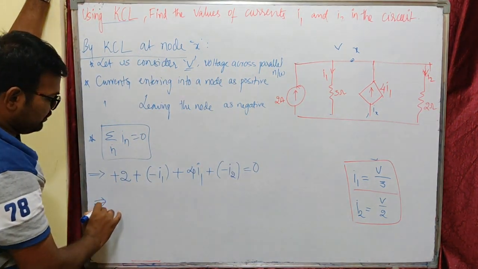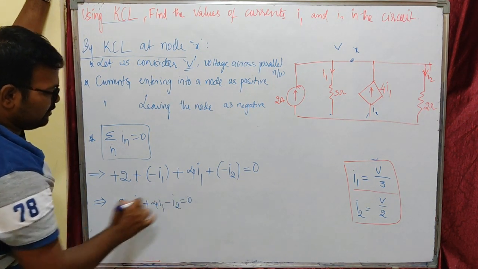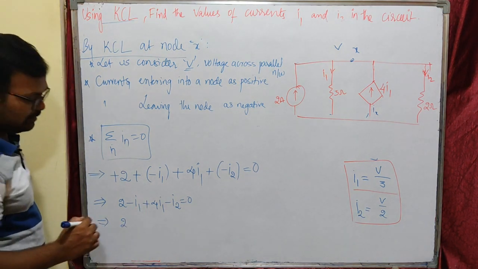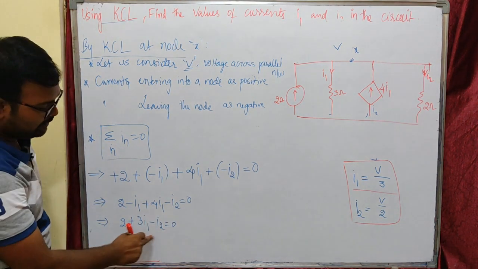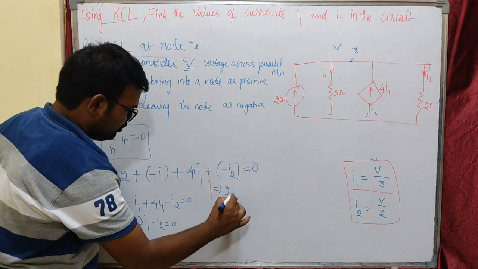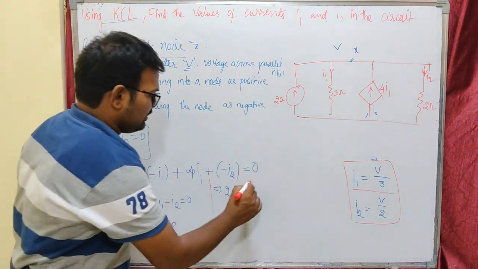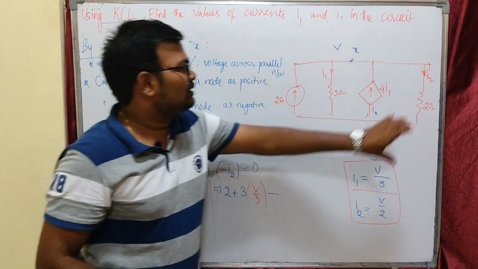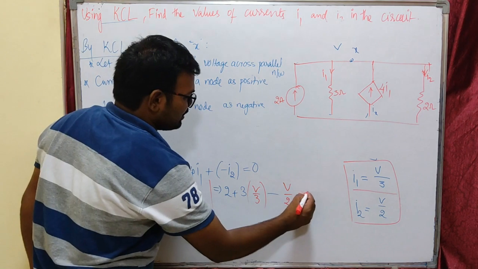So I can write it as 2 minus I1 plus 4 I1 minus I2 should be equal to 0. So I am going to shuffle this. That will be 2, minus I1 plus 4 I1 will be plus 3 I1, minus I2, equal to 0. So I am going to substitute the values of I1 and I2. So 2 plus 3 into, what is I1 here? I1 is the voltage across this resistor divided by its resistance value, that is V by 3. And what is I2 here? I2 is the voltage across this resistor divided by its resistance value, that is V by 2. This must be equal to 0.